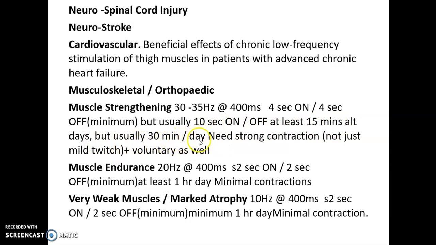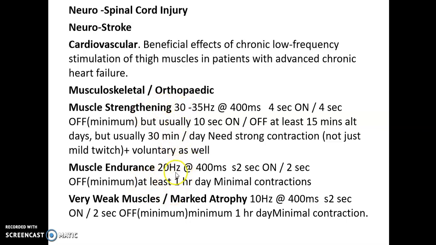So 30 minutes per day, better to give 30 to 35 hertz if you want to improve the muscle strength, 30 to 35 hertz at 400 microsecond, that is pulse duration, and then 4 seconds on, 4 seconds off. Minimum you should apply for 30 minutes per day, otherwise you are not going to get the effect.